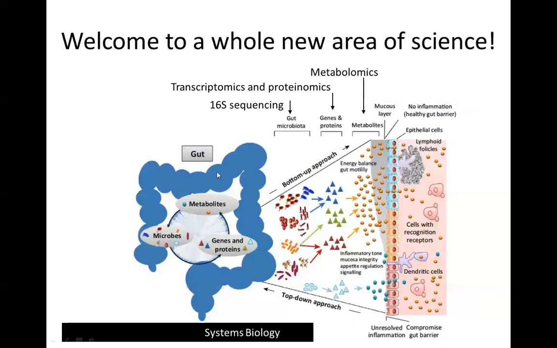And so depending on what kind of stud you are, if you're trying to figure out what the gut microbiota looks like, you're doing something called 16S sequencing. If you're seeing what genes and proteins are being produced, you're into the world of transcriptomics and proteomics.